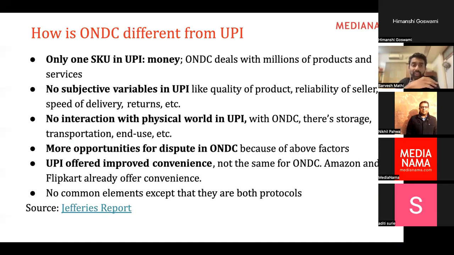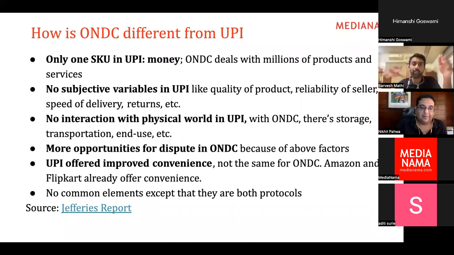And there's also a lot of physical interaction with ONDC, and that's not the case with UPI. It's completely digital. In ONDC, the storage of the products, the transportation, the end use all happen in the physical world. Because of these reasons, there are more opportunities for dispute in ONDC, which is not as big a concern in UPI. And the dispute resolution mechanism for ONDC will need to be far more comprehensive if you think about it.